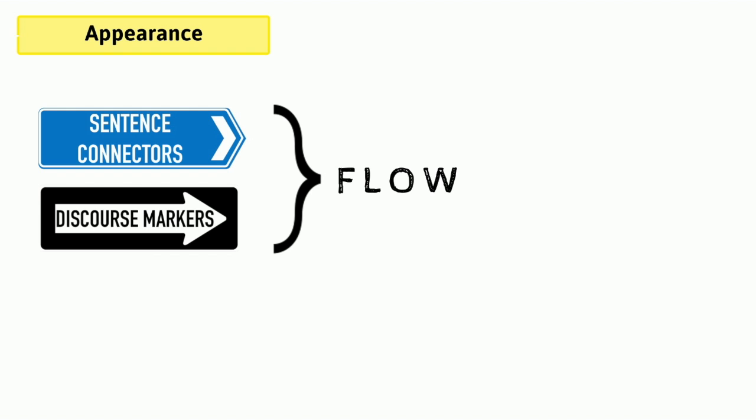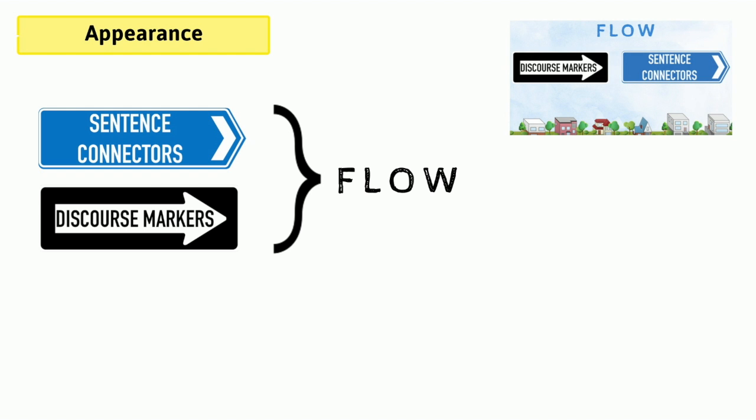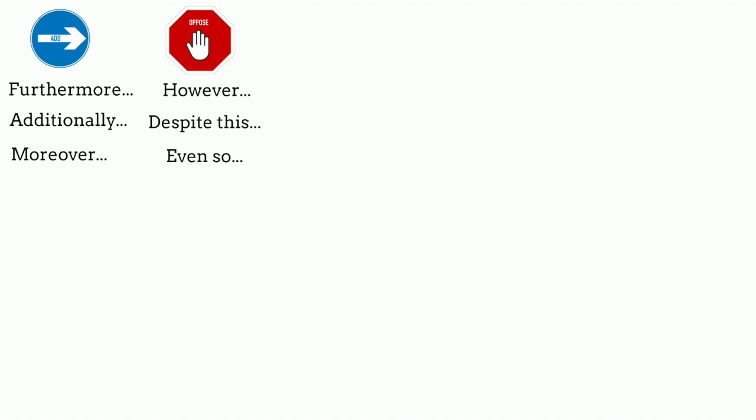If you haven't already watched it, it's well worth watching the Gain Explains video, which goes into more depth about how to create flow in your writing. When information writing, the most useful signposts are the addition connectors: furthermore, additionally, moreover. The opposition connectors: however, despite this, even so.